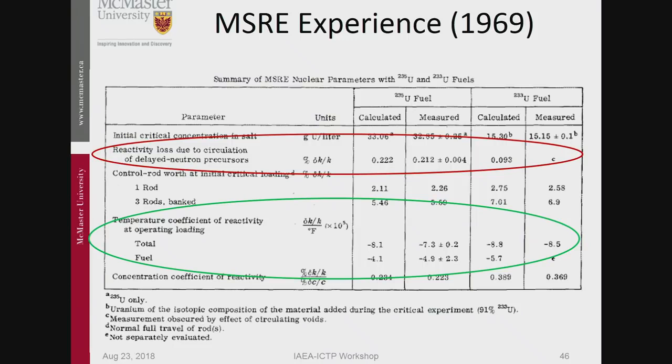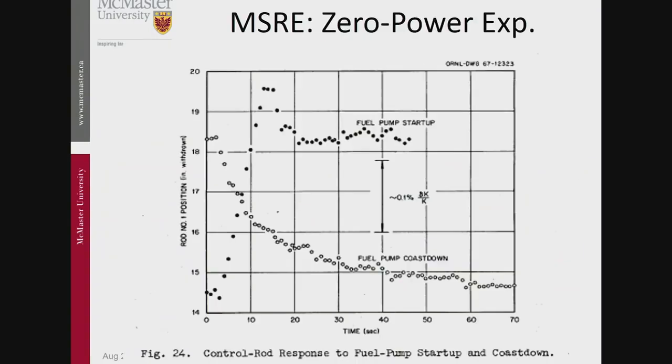I find that really impressive. And the same actually for the other things. There's the temperature coefficient of reactivity. It's -8 and -7 for the fuel and for the total. They were already able to calculate these things with computers that were half as powerful as your cell phone, if they had computers at all.